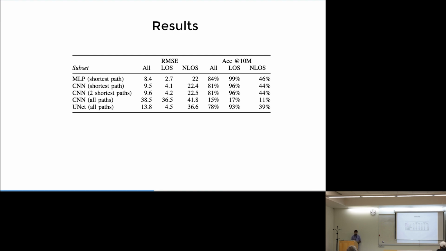And here are the results. As you can see, MLP performs the best. CNN with only one path, the shortest path, collapses to an MLP, so its results are in the same ballpark. CNN with 2 shortest paths performs almost exactly the same as the CNN with the shortest path. CNN with all paths performs the worst. And here are the results for the UNet model.